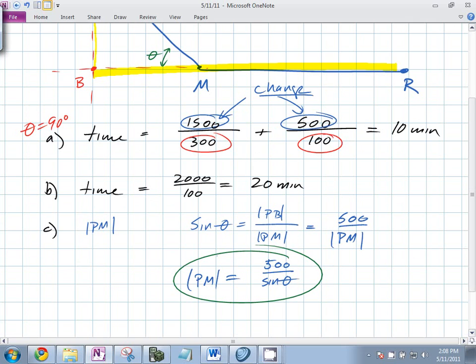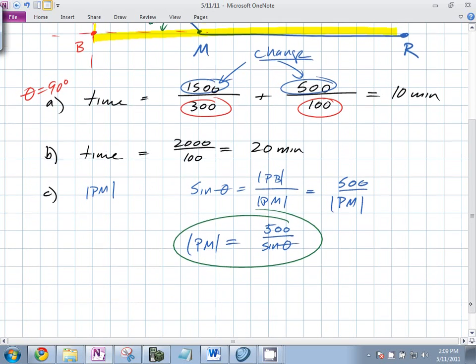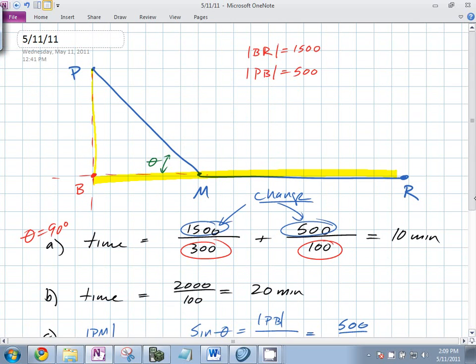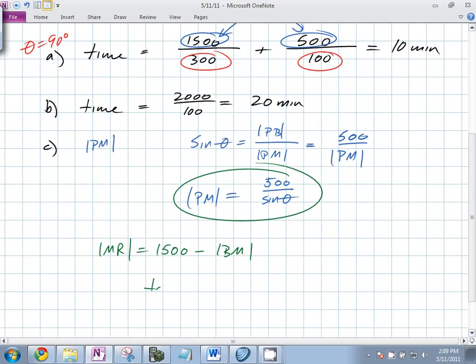So now we have PM. Now we need MR. What's the entire length of the pavement? 1,500. So what's one way to come up with the distance from M to R? 1,500 minus BM. So now we just need to find the distance from B to M in terms of theta. What trig function should we use? We could use cosine, but even cleaner, use tangent. Let's get that 500 again. So we now know that tangent of theta is equal to 500 over BM, right?